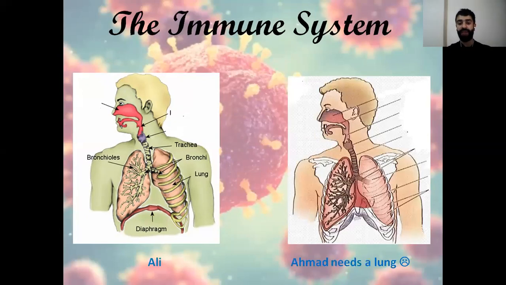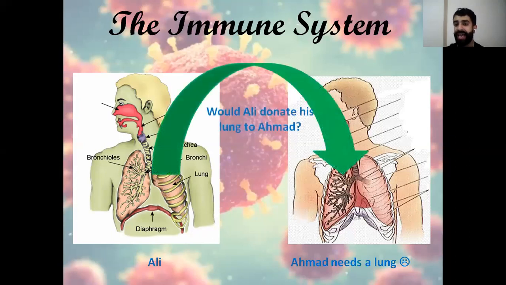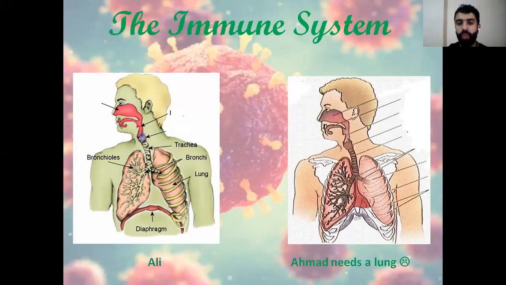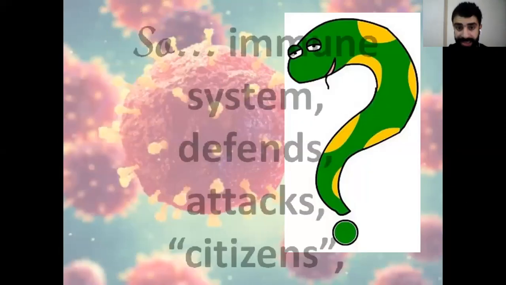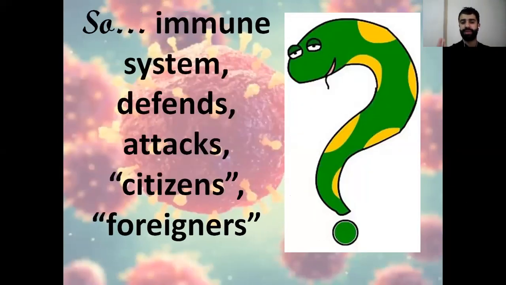While if you have Ali Basma and Ahmed Salah, and Ali wants to give Ahmed a lung since Ahmed needs a lung, this is considered a grafting or donation. We're going to talk about this in the coming slides. So this will not be accepted. Why? Because it's foreign to Ahmed's body. It's not accepted. So the immune system attacks foreigners, not citizens.